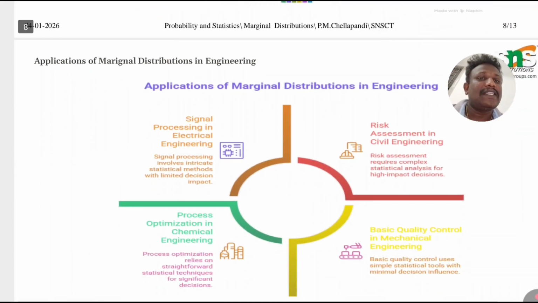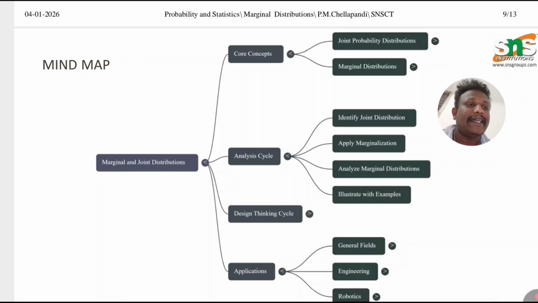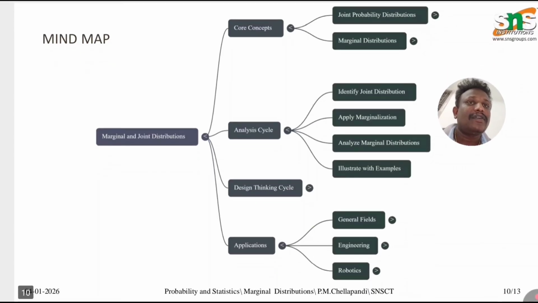The next one is mind mapping. The mind map explains marginal distributions from joint distribution, summation or integration, then individual variables and application, then engineering uses. All the parts that we have discussed in this video, right?